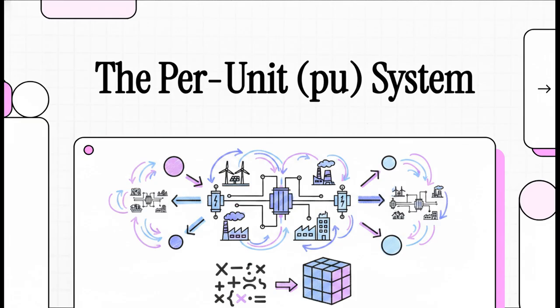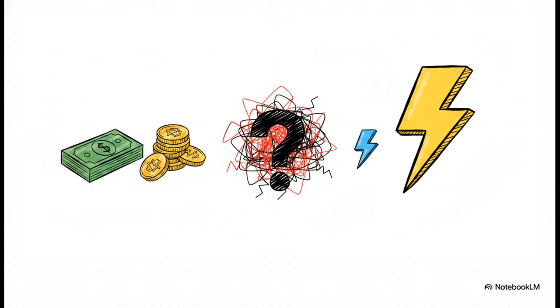But actually, scratch that. I want you to completely reframe how you look at this. We aren't just doing math. We are looking at the ultimate translation device for a ridiculously complex electrical grid. If you want to understand how power flows or how system stability is maintained with all these new renewables coming online, you absolutely must speak the language of the grid. Let's dive right in.